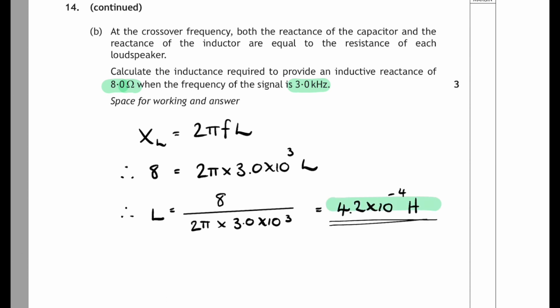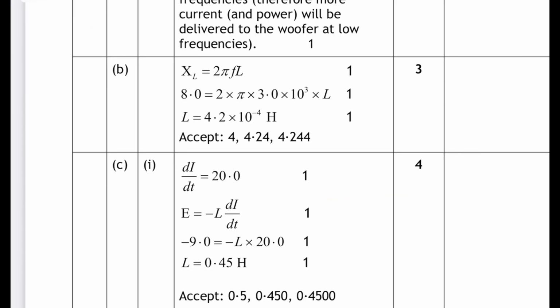42 millihenries. There's the marking instructions. That's a bog standard 3 marker there for relationship, substitution, and final answer with the correct units.